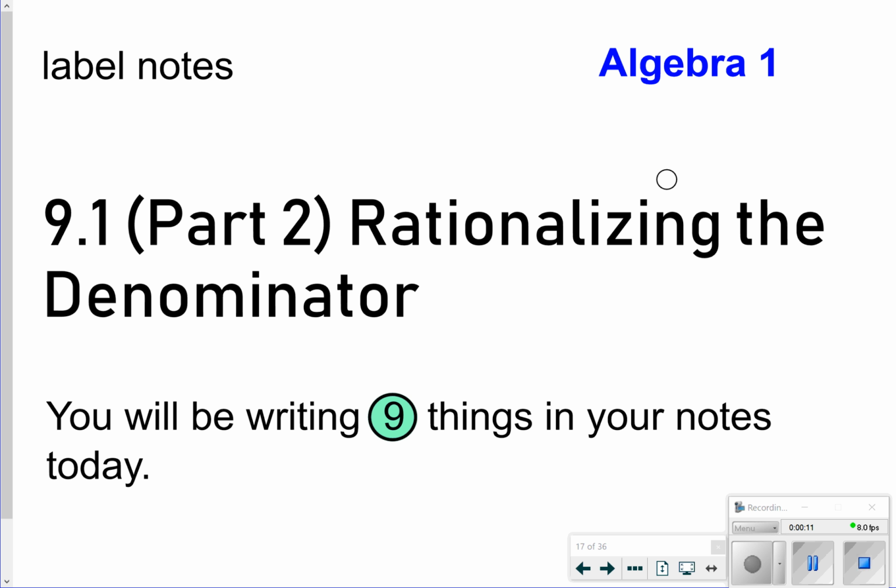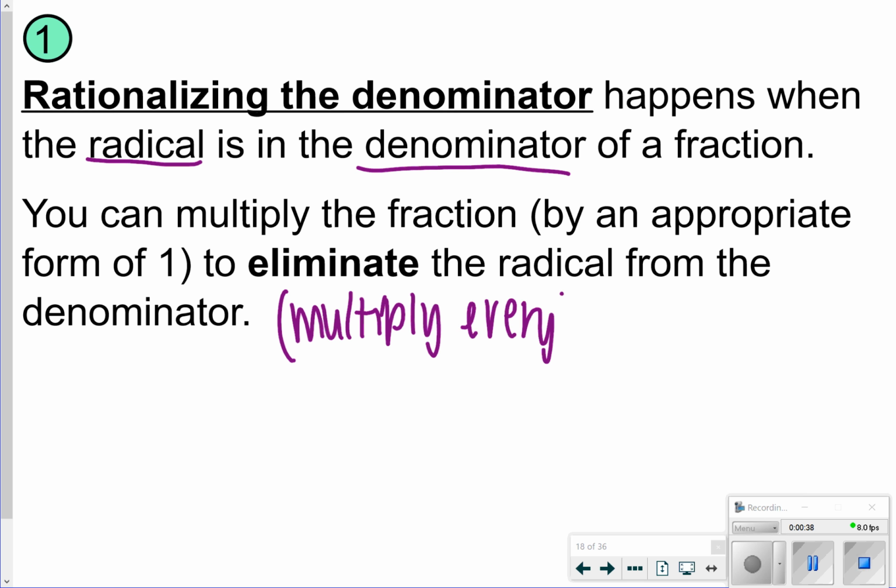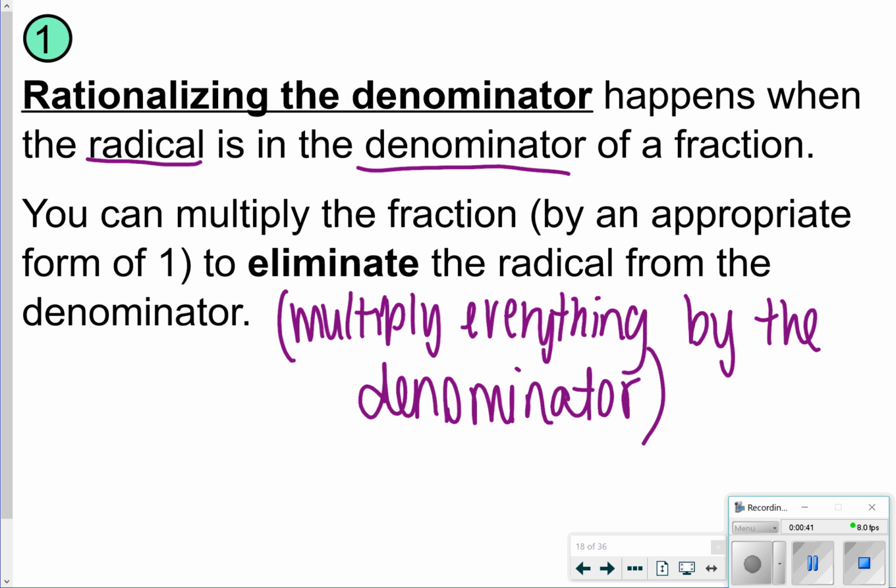First thing we want to know is what does it mean to rationalize the denominator? And that happens when there's a radical in the denominator of a fraction. We want to do this because we don't ever want to have to leave a radical in the denominator. How we can do that is we can multiply the fraction to eliminate the radical from the denominator. You're essentially just going to multiply everything by the denominator, because that's where the radical is going to be today.